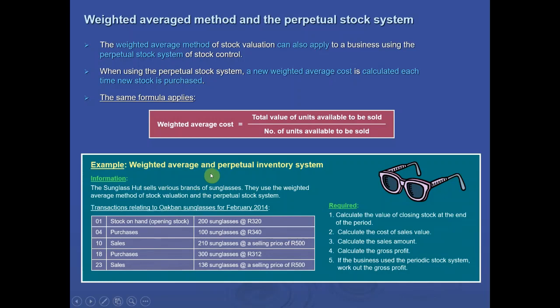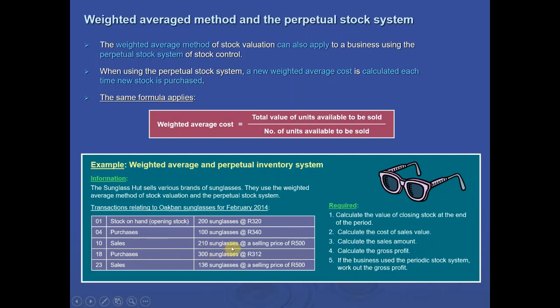So if we look at the example of the weighted average and the perpetual inventory system, we have the Sunglasses Hut, which sells various brands of sunglasses. They use the weighted average method of stock valuation and the perpetual stock system. So now we have the transactions relating to Oakband sunglasses for February 2014. On the first, we had stock on hand, our opening stock, 200 sunglasses at 320 Rand. On the 4th, we purchased 100 sunglasses at 340 Rand.